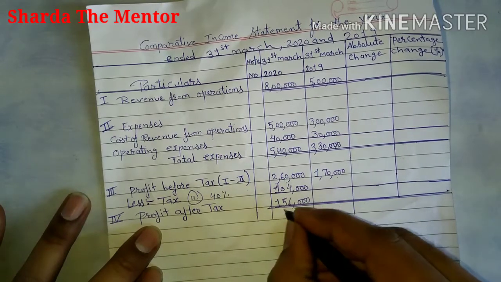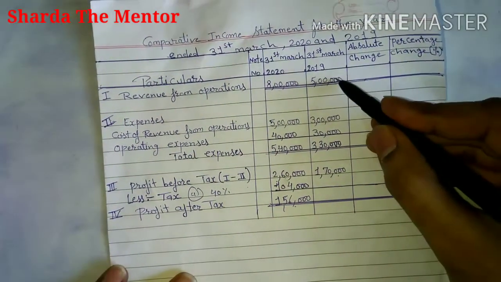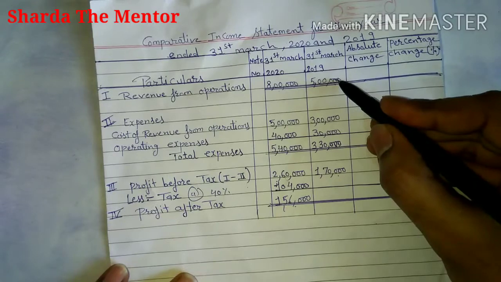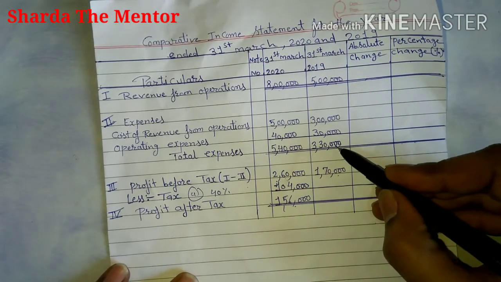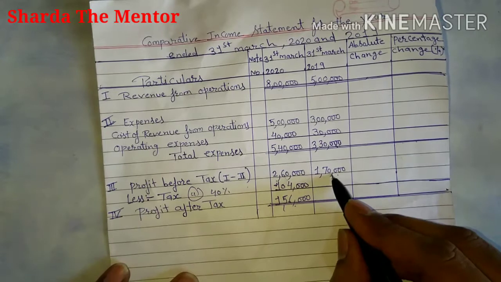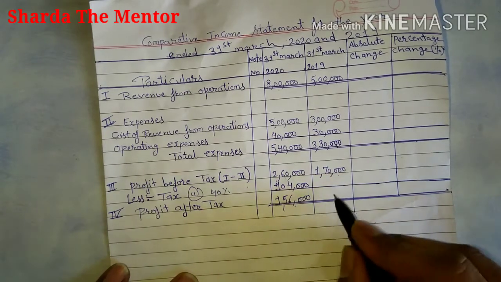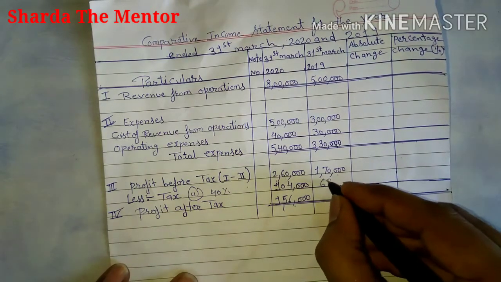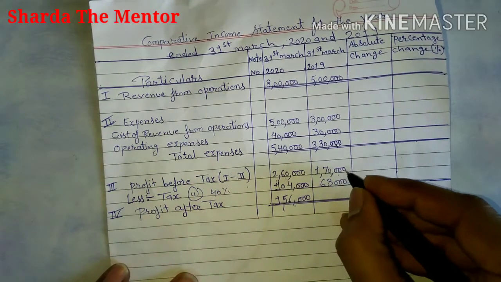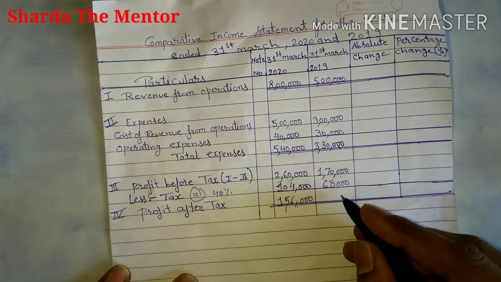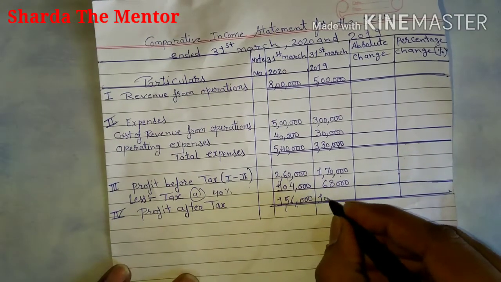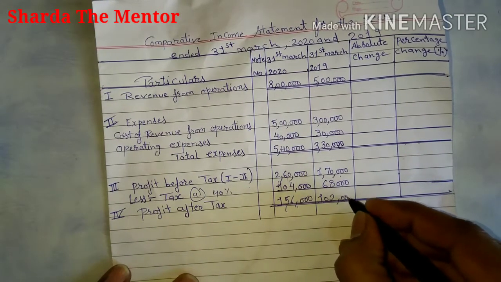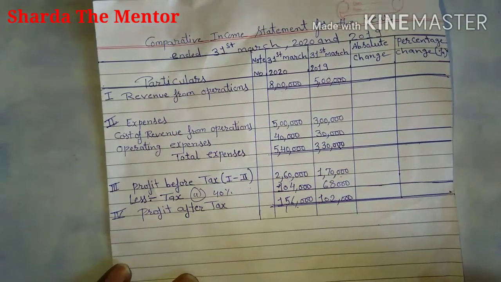1,56,000. In the same way, here 5 lakh total revenue from operation less 3,30,000, so you got profit before tax 1,70,000. On that you have to charge 40% tax, that is 68,000. Now you will deduct 1,70,000 minus 68,000, so that is 1,02,000. That is the solution of the income statement.